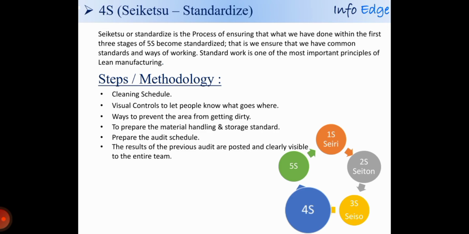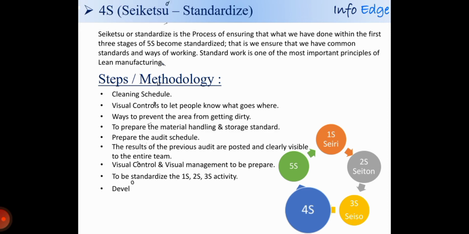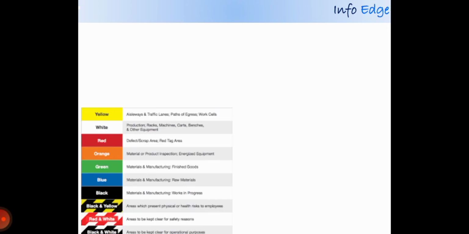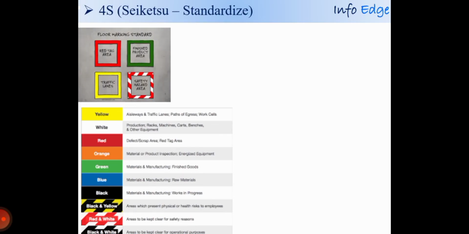It is to prevent the area from getting dirty, to prepare the material handling and storage standards, and prepare the audit schedules that will give good results to ensure the current control of the shop floor. The result of the previous audit are pasted and clearly visible to the entire team. The visual controls and visual management have to be prepared and implemented, to standardize the 1S, 2S, and 3S.